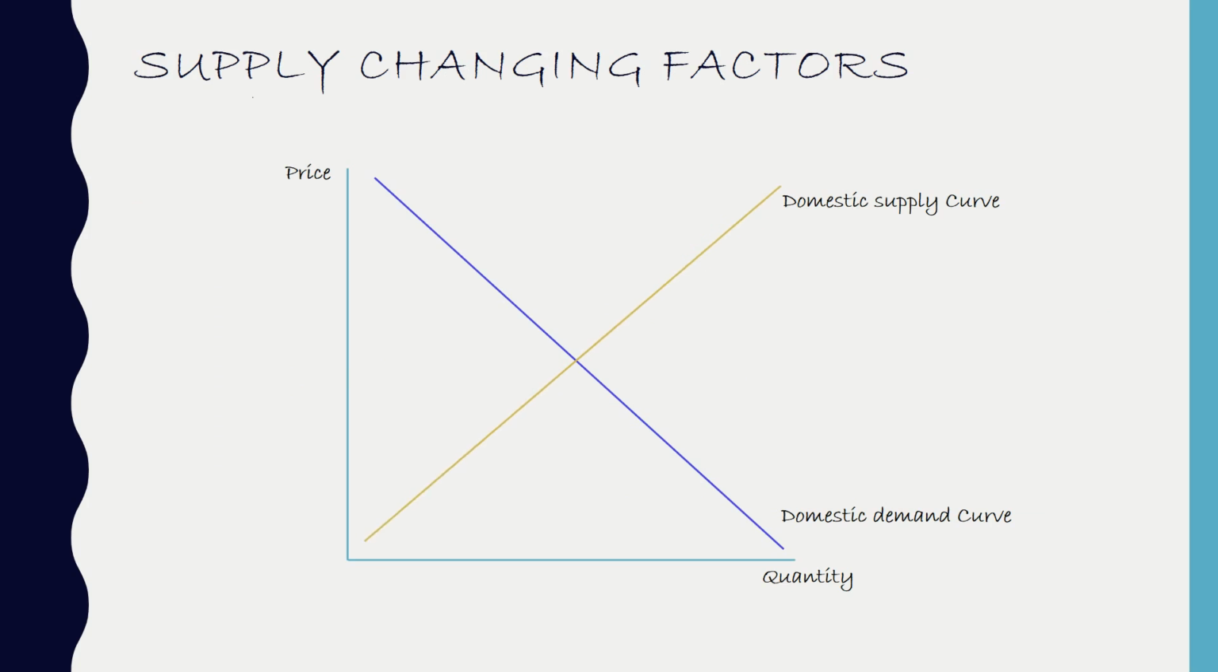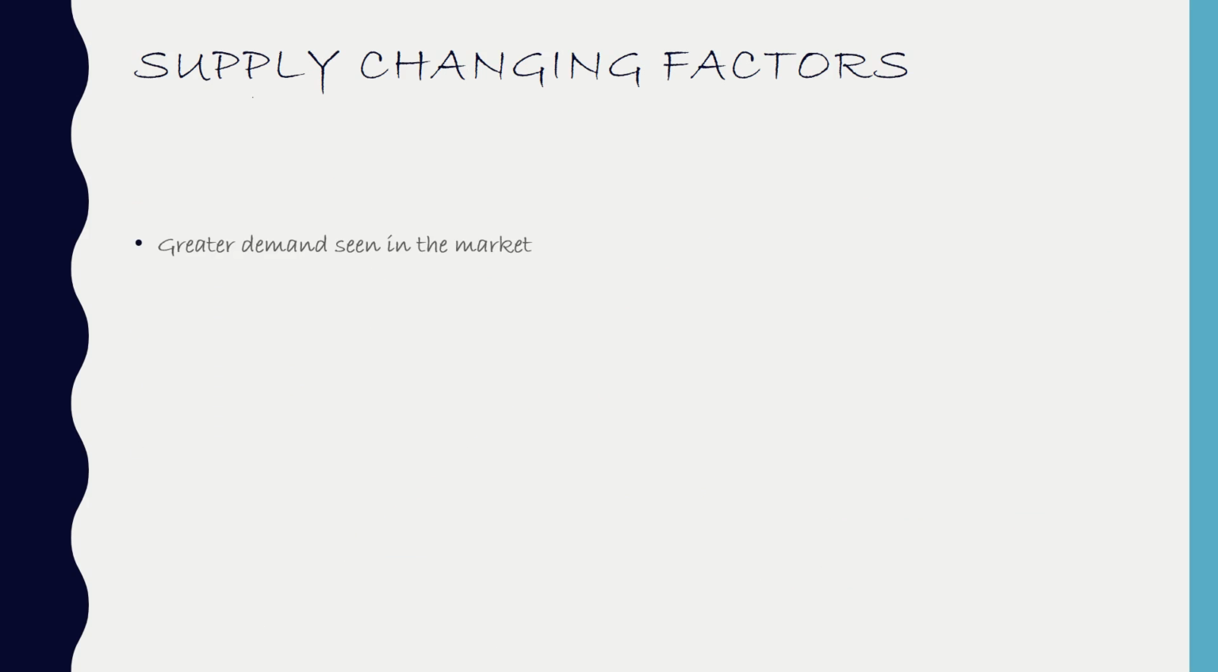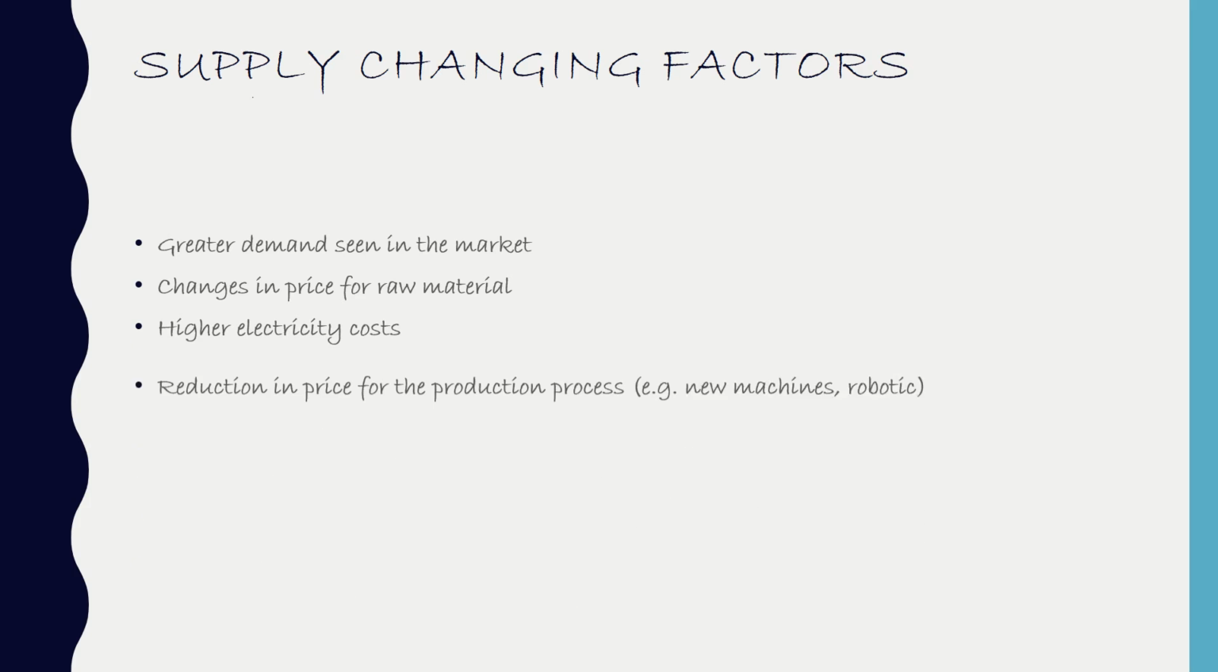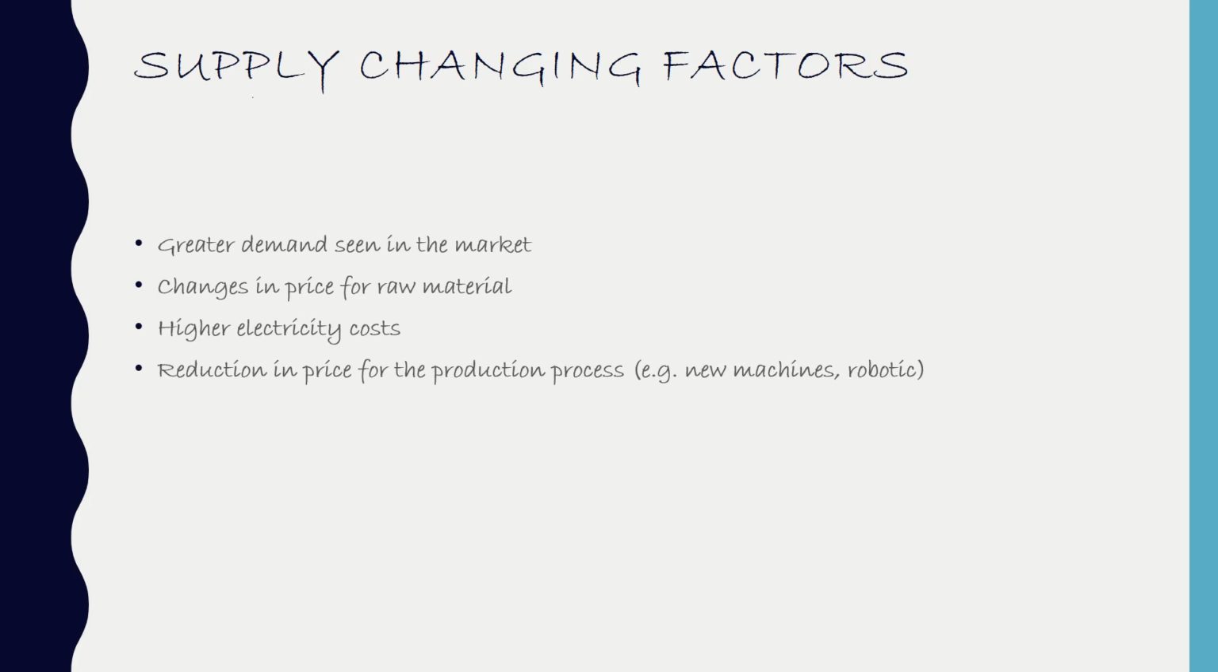If we now have a look at the supply chain factors, we can list the following. A greater demand seen in the market will have an impact on the supply. Changes in price for the raw material, higher electricity costs, the reduction in price for production processes, for example new machines or robotics in general, and the advancement and/or price reduction of alternative technologies, for example LEDs or chemical-based disinfection.